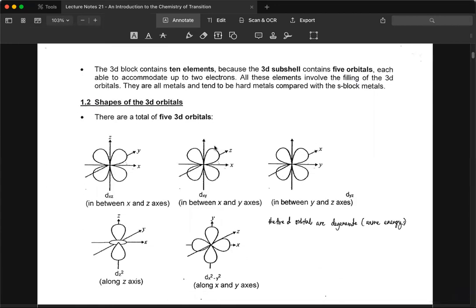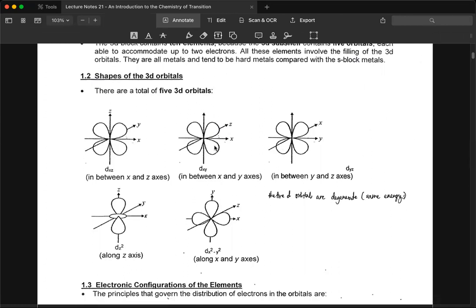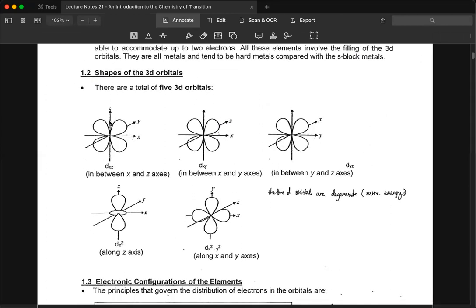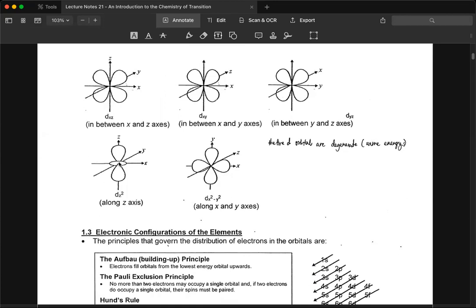For 3d orbitals, there are a total of 5 3d orbitals, a revision of atomic structure. We have the dxz, where the orbitals lie in the xz plane. We also have the dxy, where the orbitals lie on the xy plane. And the dyz, where the orbitals lie between the y and z axes. The fourth one is along the z-axis, above and below the xy plane, so it's dz squared. And we also have the one along the x and y axes, dx squared minus y squared.